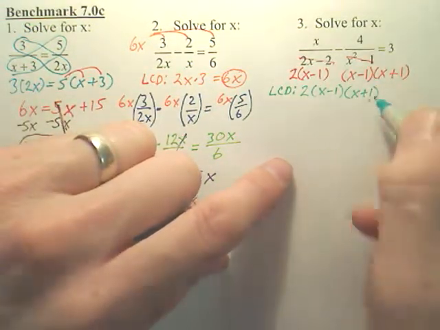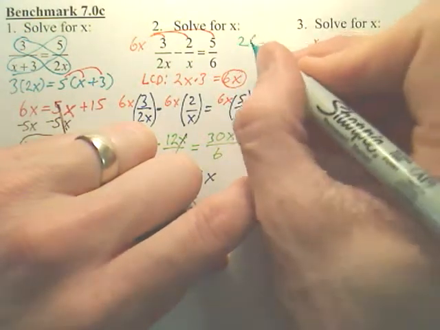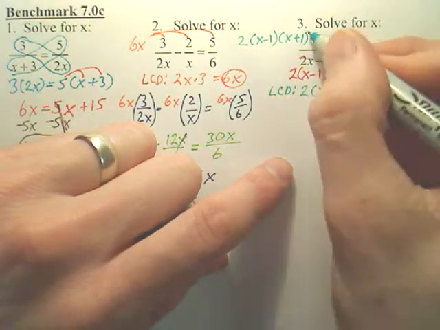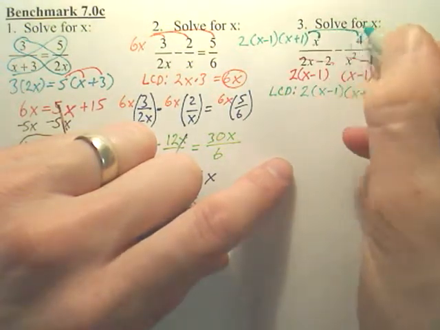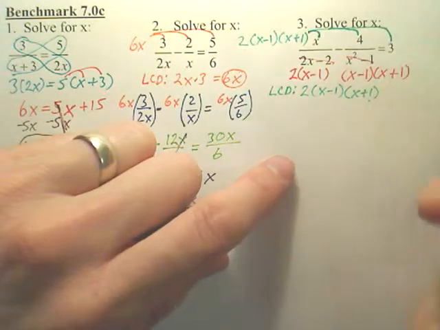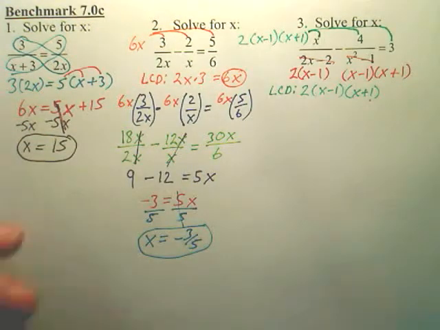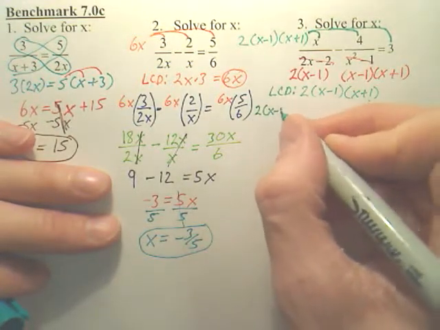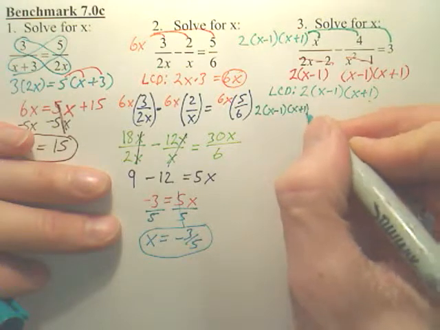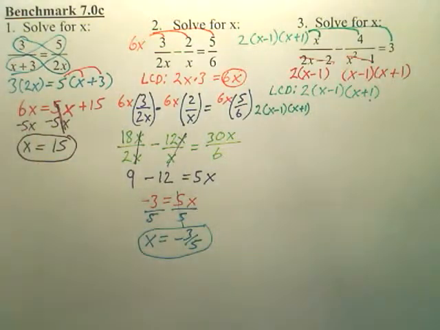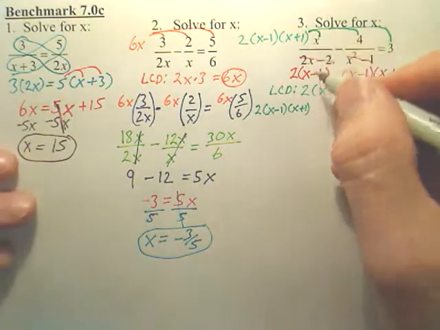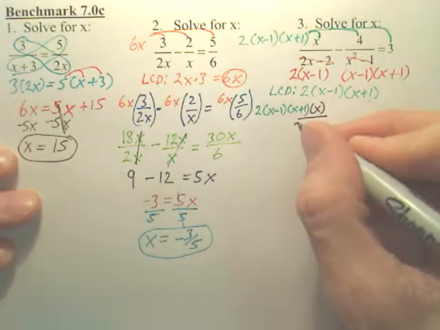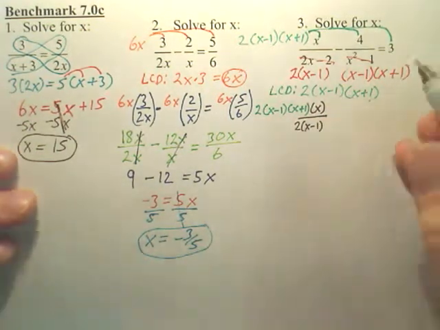Now what's kind of crazy is we're going to take this whole thing, this big old thing, 2 times x minus 1, x plus 1. You're going to take that whole massive thing and multiply it by every piece. And it's going to look kind of ugly. Okay, it's going to be really long and kind of ugly. So you're going to have 2 times x minus 1, x plus 1, and that's going to be times this, which is x over 2 times x minus 1.